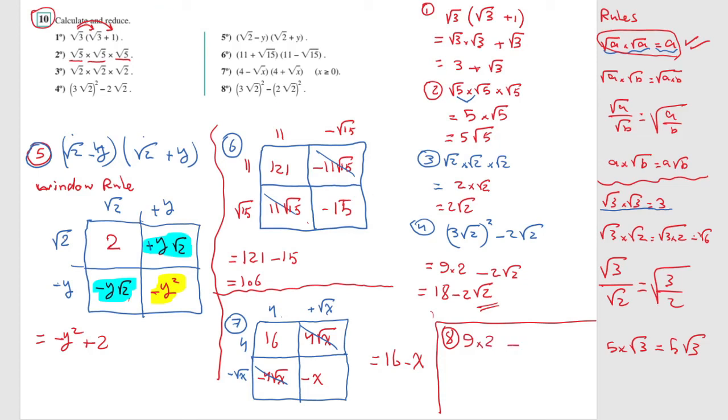Minus 2 radical 2, all of it squared. What happens? 2 squared is 4 times radical 2 squared is 2. So it's equal to 9 times 2, 18, minus 4 times 2, 8. So the answer is 10. 18 minus 8. Okay, so this is the question.